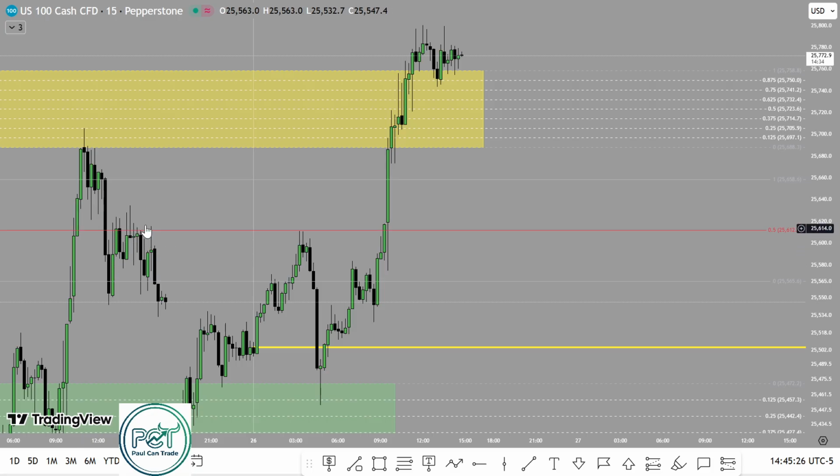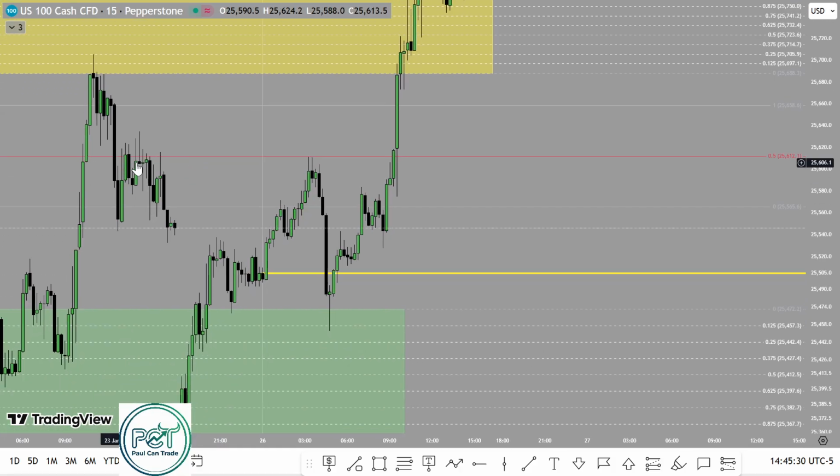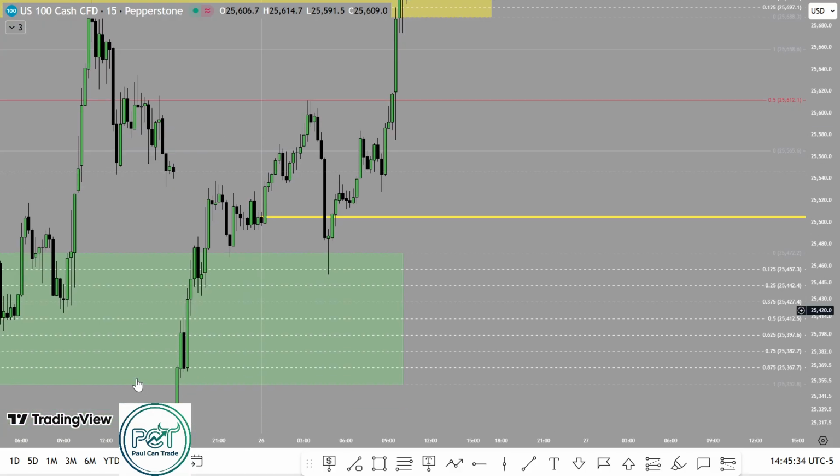So the bodies are respecting that level. It's indicating to you that it wants to move lower. So that could have been a scalp before the close. And indeed, you can see how low it went. Then we opened, started moving towards the gap. Gap closure, it was closed here.